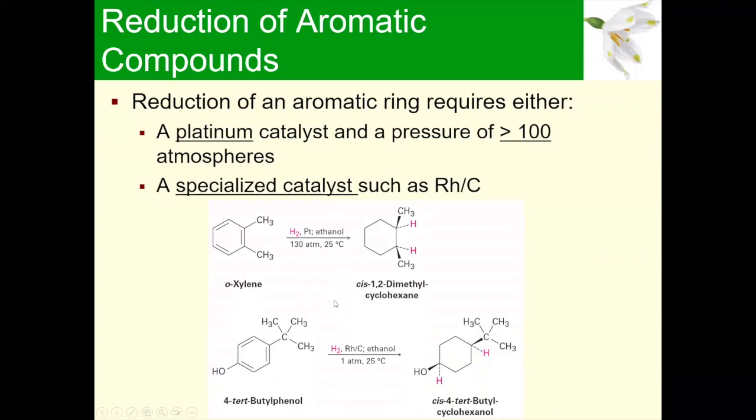Okay, so the way you could do it, if you want to go from an aromatic compound to just a cyclohexane, you could do it with a platinum catalyst, but you got to have a really high pressure of hydrogen, 130 atmospheres in this case. Or you could use a specialized catalyst of rhodium plated onto carbon, and it's just normal type pressures.